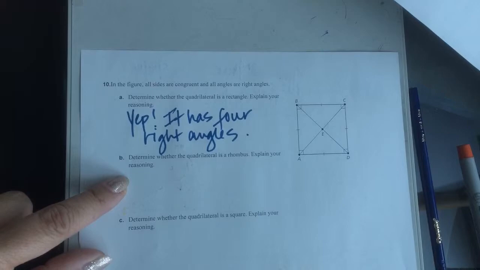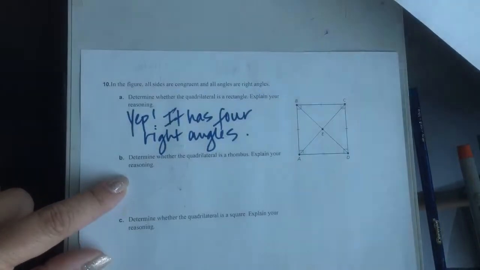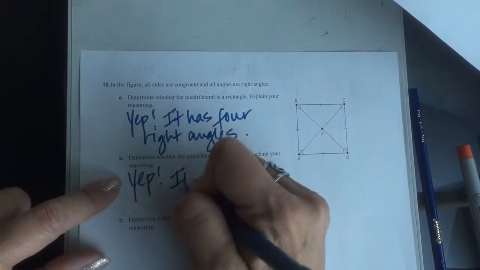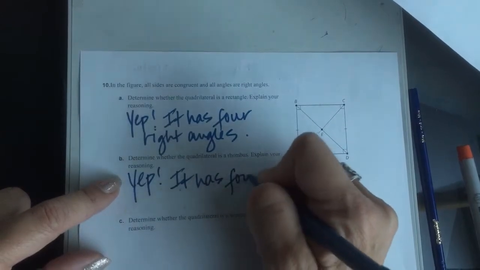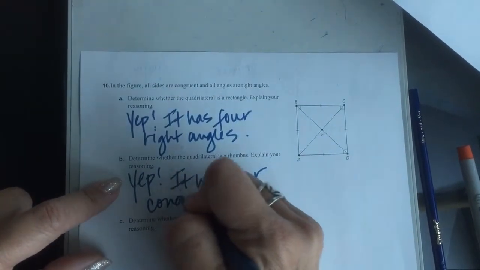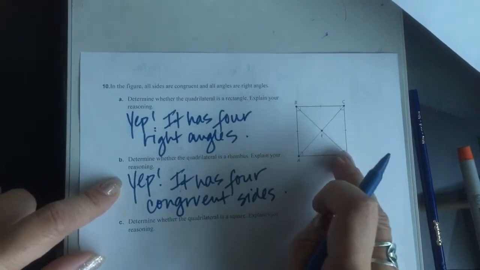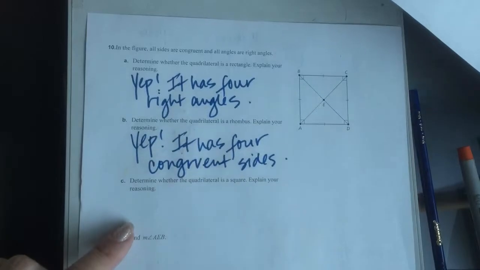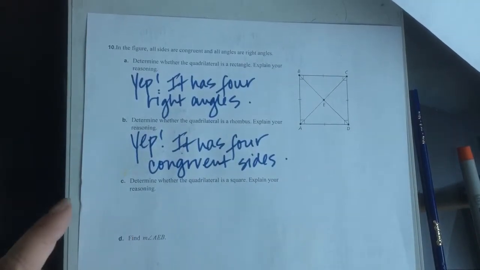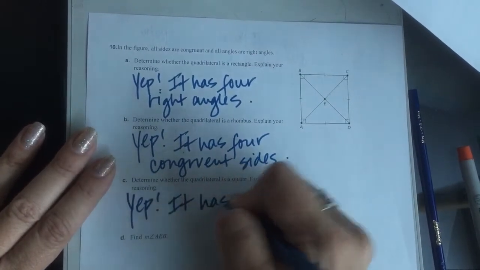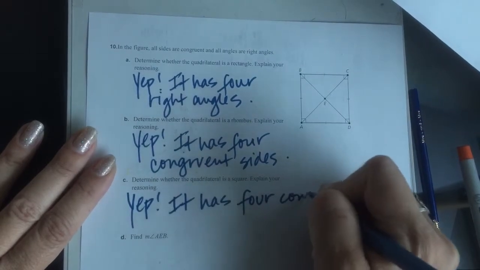So the definition of a rhombus is a parallelogram with 4 congruent sides. So can I call this a rhombus as well? It has 4 congruent sides. I know that these aren't the most specific names, but I can still call this a rhombus. Now here's the last one, determine whether it's a square. Well, the definition of a square says 4 congruent sides and 4 right angles. So, yep, because it has 4 congruent sides and 4 right angles.